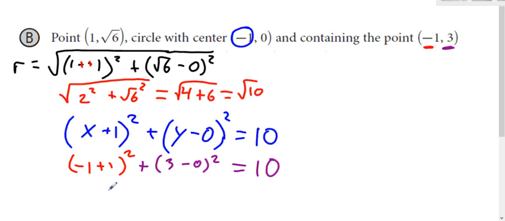So -1 plus 1 is 0. 3 minus 0 is 3. And then we have to square that, we get 9. That's not true. 0 plus 9 does not equal 10. So no, it doesn't contain that point. Close, but not quite.